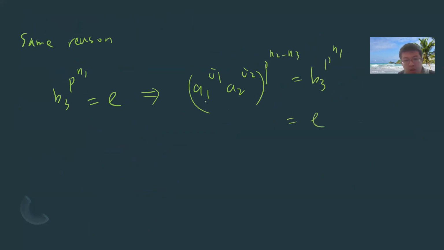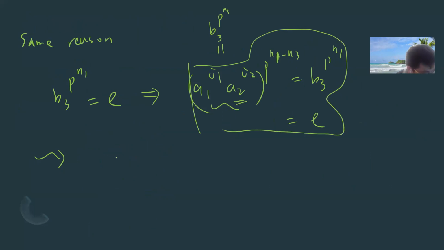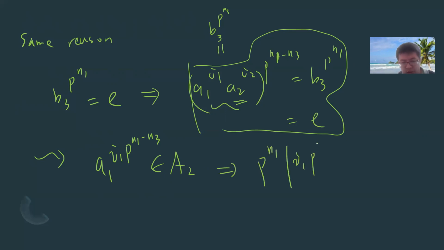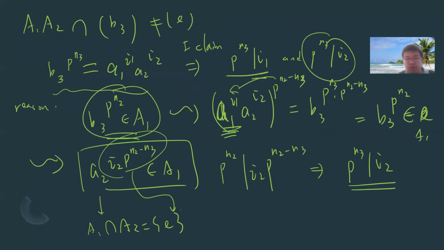Follow this. This is B3 to the P^N3. So this is N1, right? So this guy times this, the N3 cancels. This is identity. Okay, so from here you know that this guy... Now you get this, right? So you know that this A1^I1 P^(N1 minus N3) is already in A2, right? This guy is also in A2. But A1 and A2 have trivial intersection. So for the same reason, P^N1 will divide I1 times P^(N1 minus N3). So P^N3 must divide I1. Okay, so my claim is that these two are true.